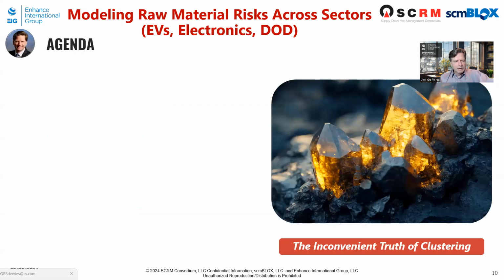With that, I'm going to go straight into the agenda today. And again, our topic today is modeling raw material risk across sectors, from EVs, electronics, and the Department of Defense, and address really 2 main themes: the inconvenient truth about the clustering of suppliers, what happens when you cluster suppliers, and the impact on your ability to absorb risks out there and become resilient. And then the second is navigating supply chain with volatile geopolitical and deglobalization risks.